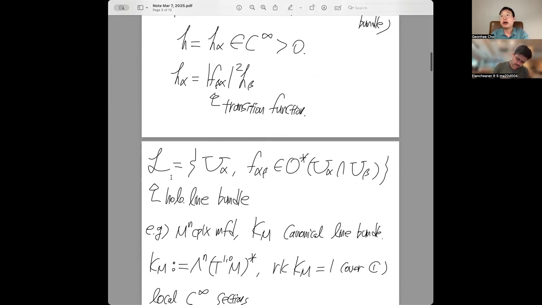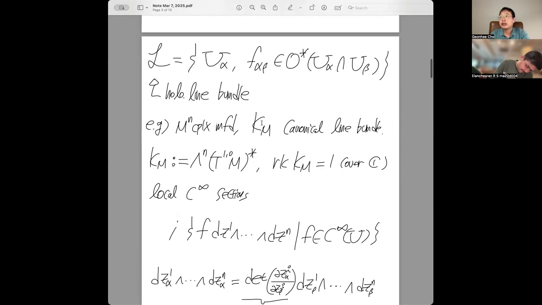But if we require a holomorphic line bundle, then we require the transition function, by its consideration, to be non-vanishing for sure, but we also require it to be a holomorphic function. So this O star represents the non-vanishing holomorphic functions. The classification of complex manifolds is usually given in terms of the canonical line bundle.